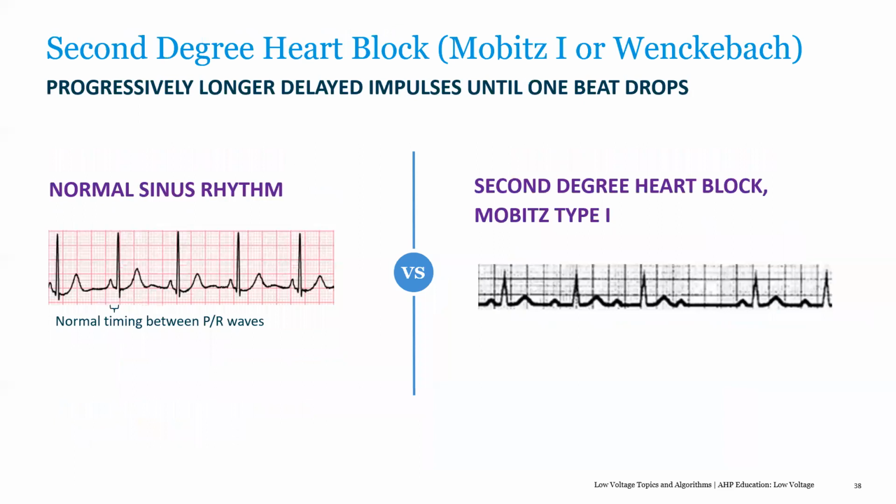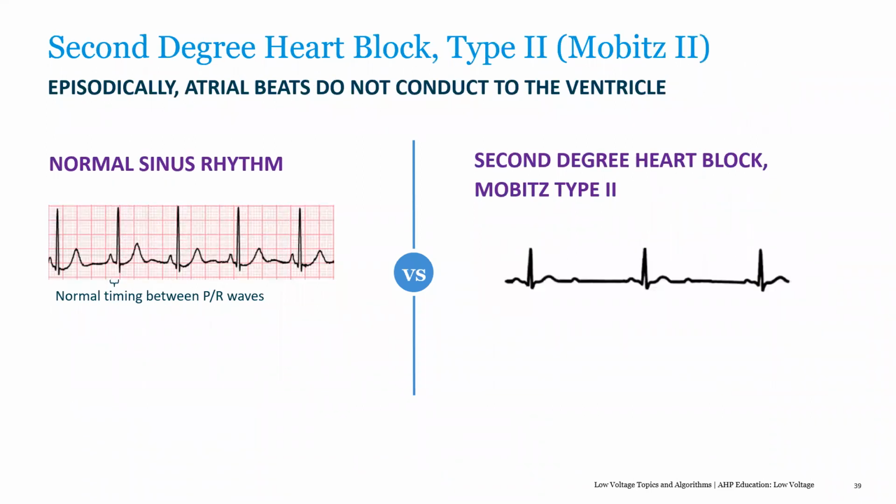Here's an example of normal sinus rhythm and second degree AV block, type 1, where you can see that the P to R intervals are increasing, it keeps increasing until finally it causes a drop beat. Type 1 indication for a pacemaker.